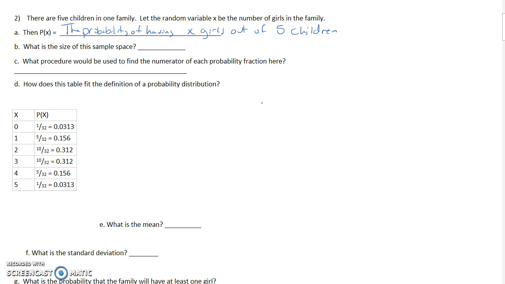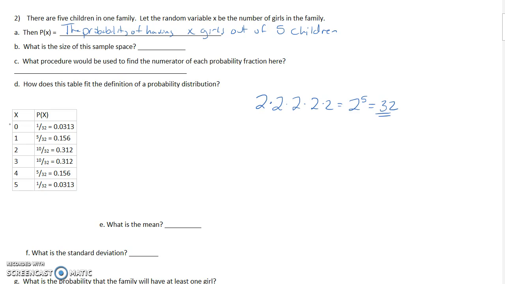Well, when you think about it, when I have my first kid, what are the options? I could either have a boy or a girl. So there's 2 options for the first kid. The second kid, boy or a girl. Boy or a girl for the third kid, boy or a girl for the fourth kid, and finally a boy or a girl for the 5th kid. So that is 2 to the 5th power, which is 32 different arrangements of the way I could have 5 children. You could have all boys, all girls, so on and so forth.